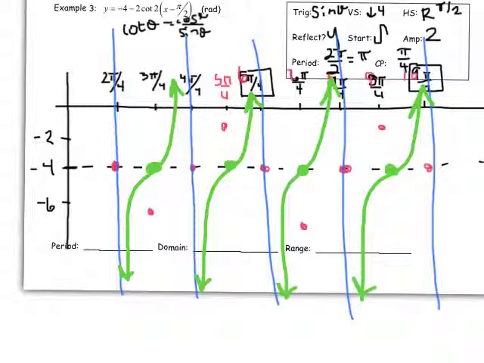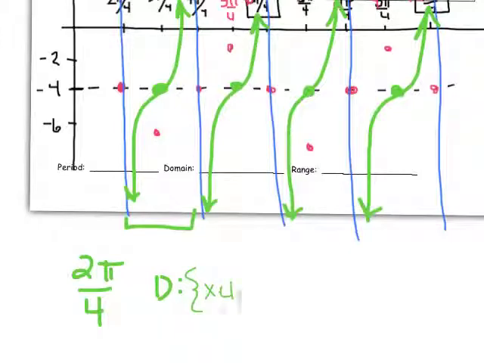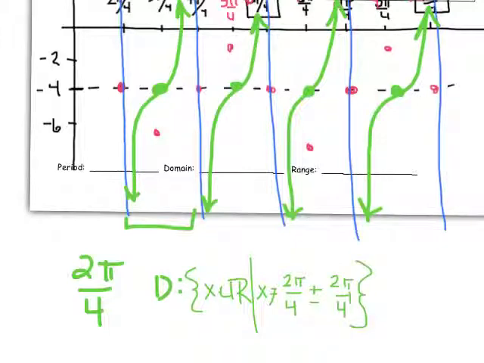My period is going to be 2 pi over 4, or pi over 2 if you prefer. My domain, so x exists everywhere still, except it's not going to exist at 2 pi over 4 and anytime you add 2 pi over 4, plus or minus 2 pi over 4. And then the range is all real numbers.